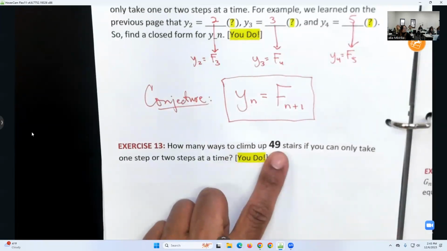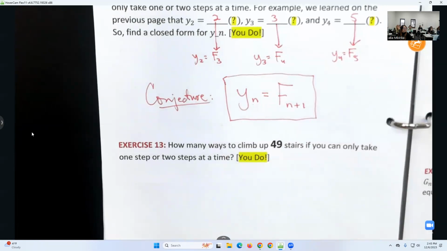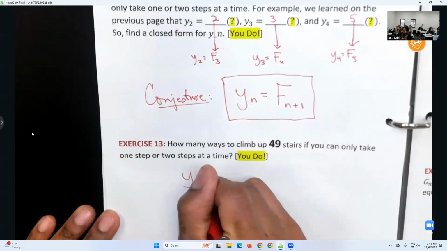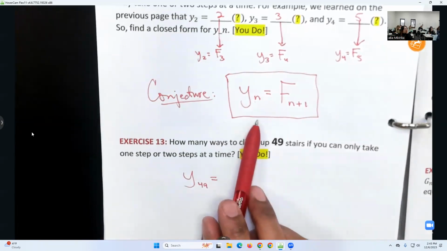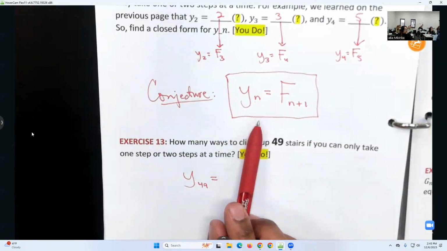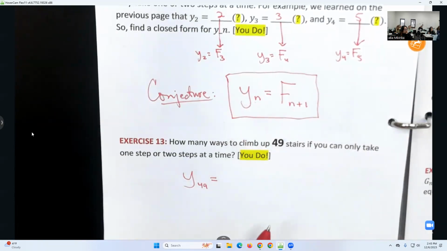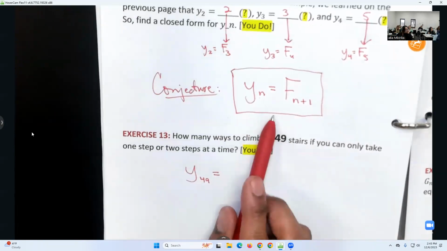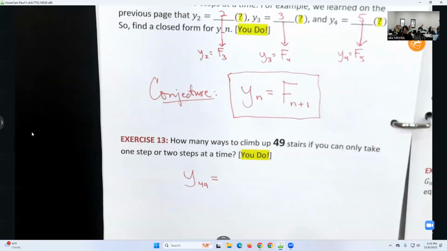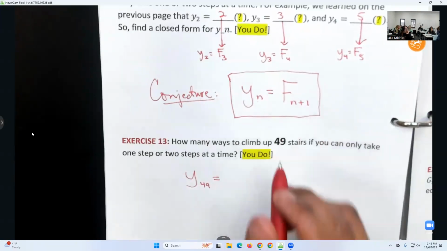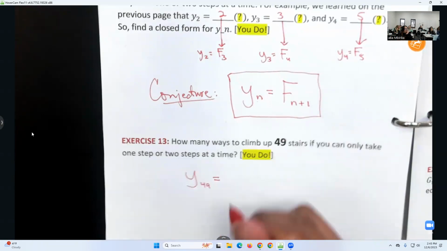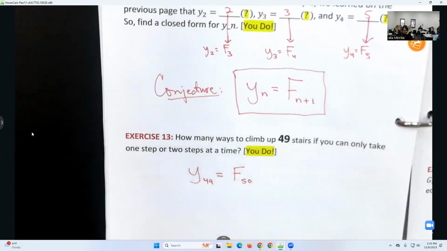How many ways to climb up 49 stairs if you can only take 1 or 2 steps at a time? So we're searching for y sub 49. How many ways can we do that? Did we learn anything from the box? Yes, we did. Rosa, how many ways can I do that? 49 stairs using the conjectured formula? 49 plus 1. Well, that's the subscript. So you mean F sub 50? Yes. Just say 50. You don't have to say 49 plus 1.